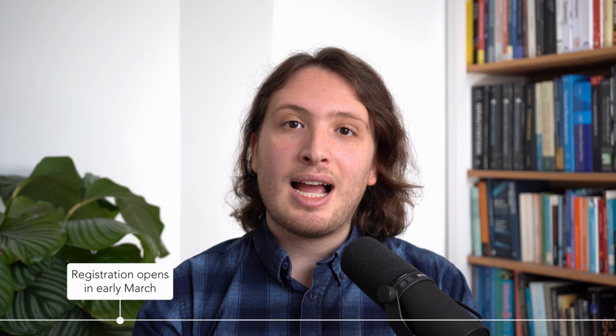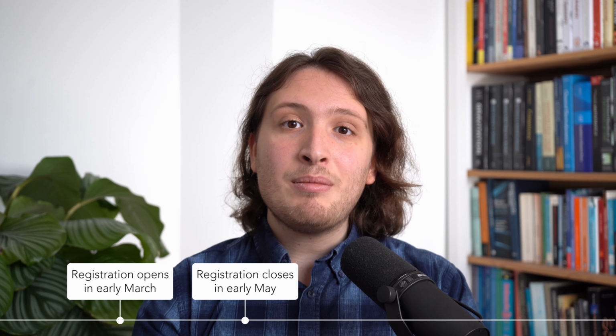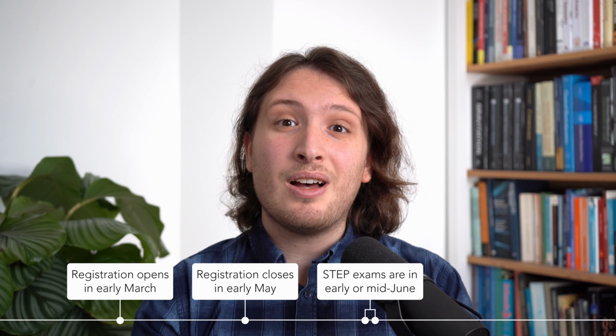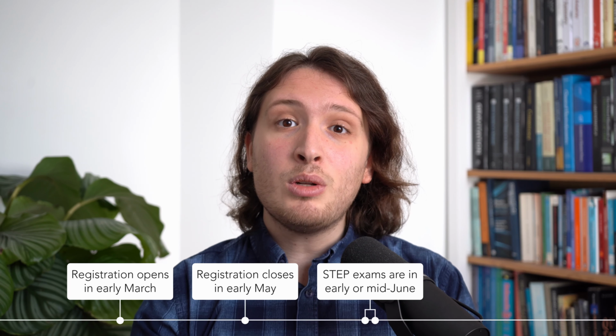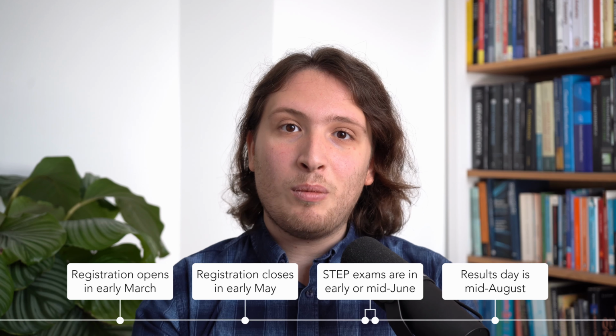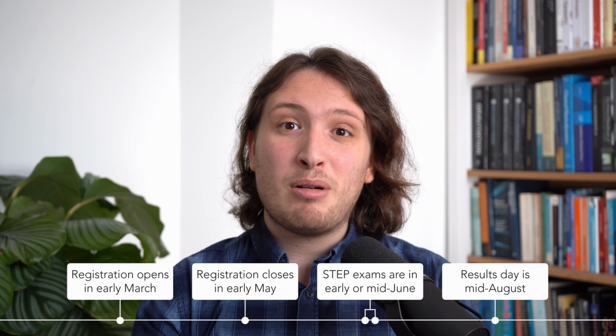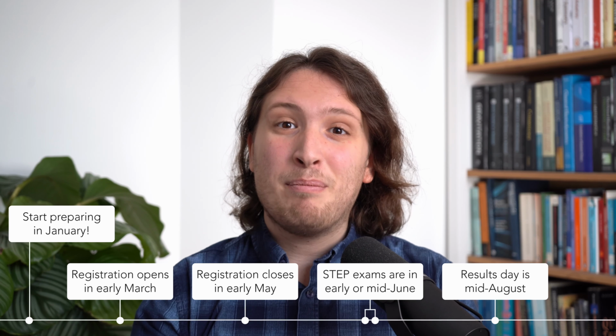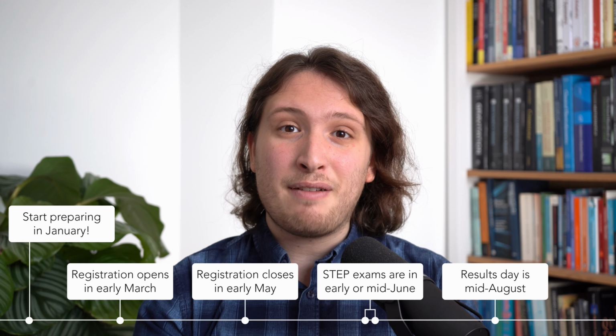In terms of the timeline and key dates, the registration for STEP 2 and 3 generally opens in early March and closes in early May. The exams themselves happen in early to mid-June, and generally speaking, STEP 2 is usually around a week earlier than STEP 3. The results for STEP are released on A-level results day. With this in mind, if you're planning to take STEP, the time to begin preparing really is now, at the time of release, early mid-January. And by the time it gets to, for example, mid-February, late February, it's going to be very difficult to catch up. STEP 2 and 3 follow the same format.